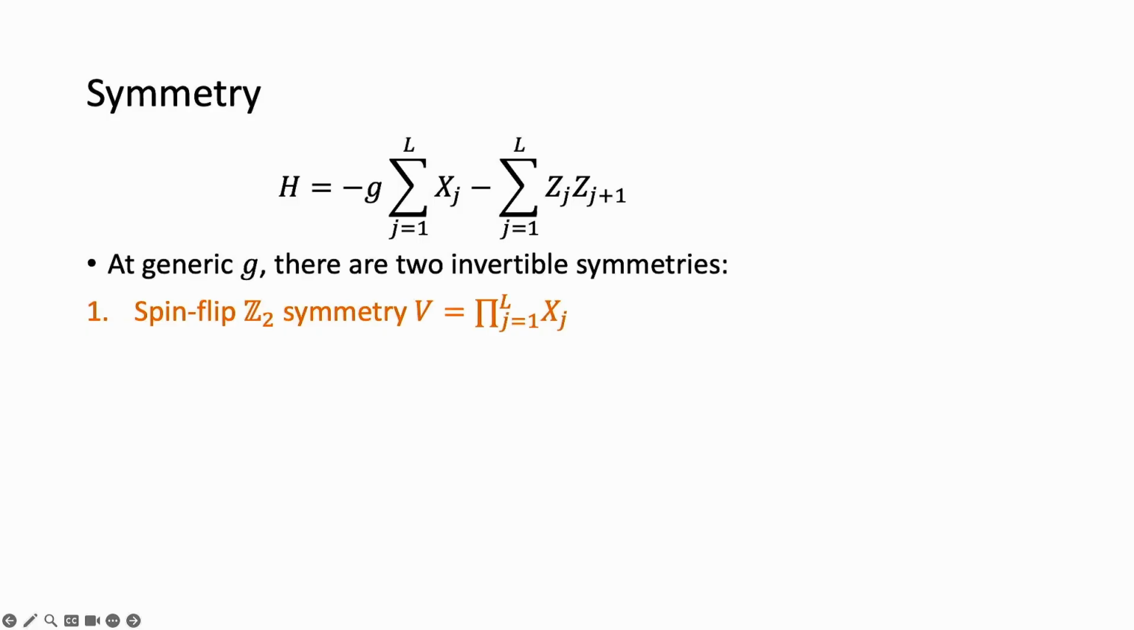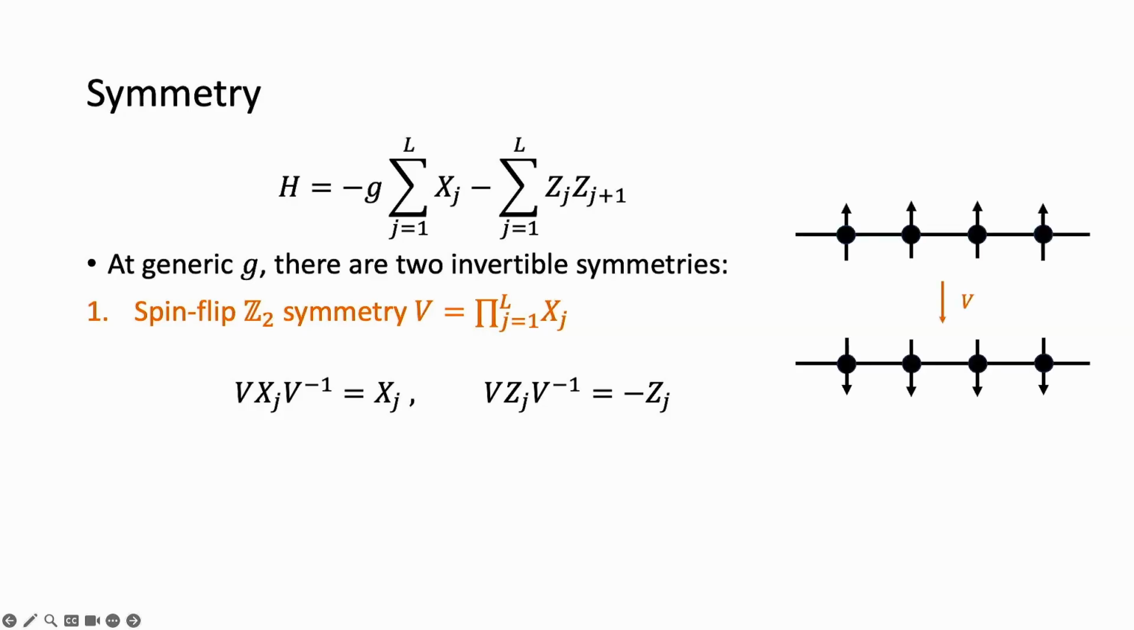The first one is the defining symmetry of the Ising model. It's a spin flip symmetry. It takes all the spins from up to down and vice versa. In this presentation, the spin flip symmetry is taken to be the product of all the Pauli X, denoted by V. We flip the sign of every Pauli Z operator, but keep the Pauli X invariant. As I say, it flips all the spins from up to down and vice versa.